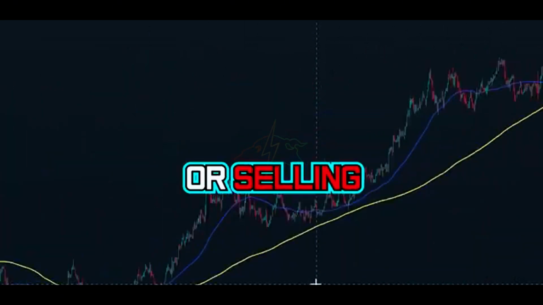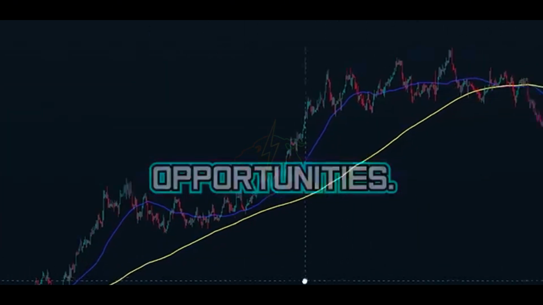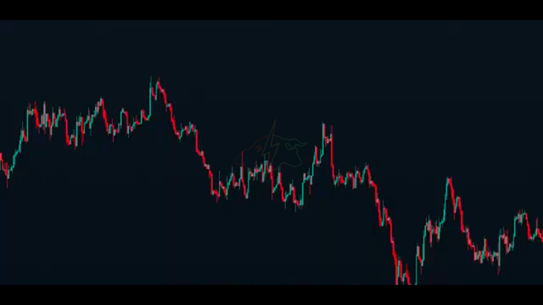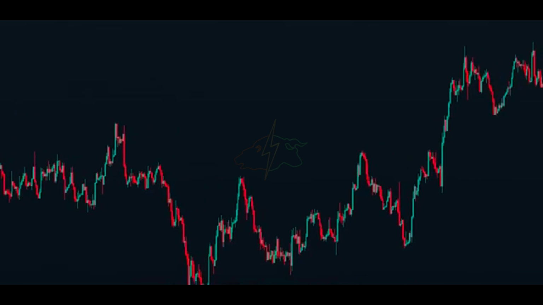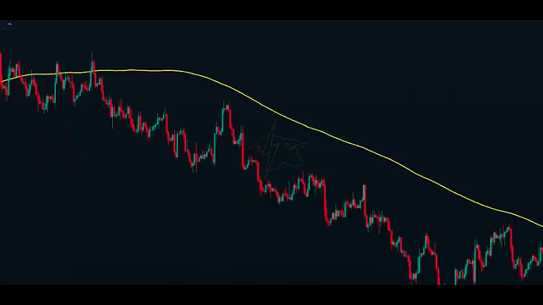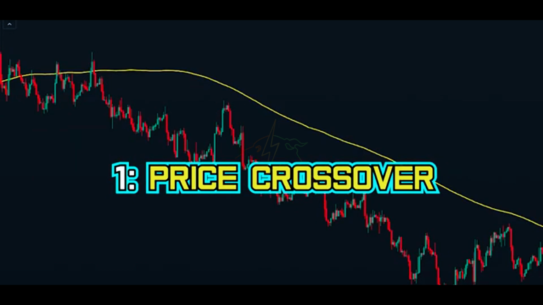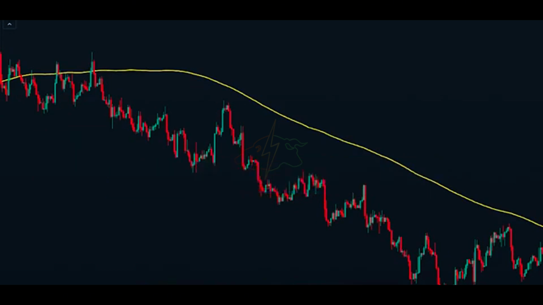Now, I am going to teach you how to identify reversals. There are 2 techniques that come into play. 1. Price crossover. Crossovers between price and the moving average signal potential reversals. Crossing from above suggests a bearish reversal, while crossing from below indicates a bullish reversal.